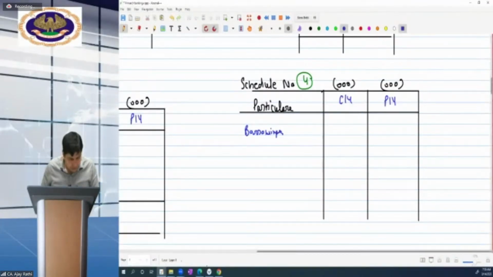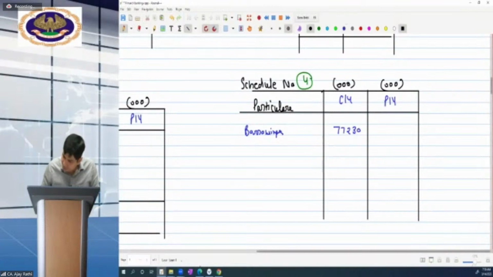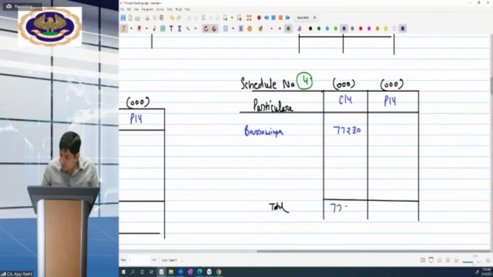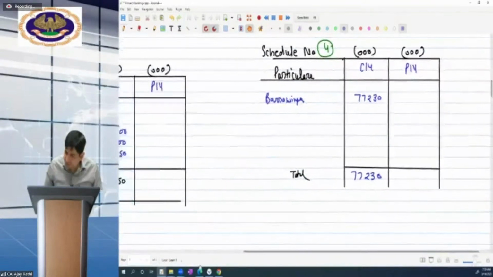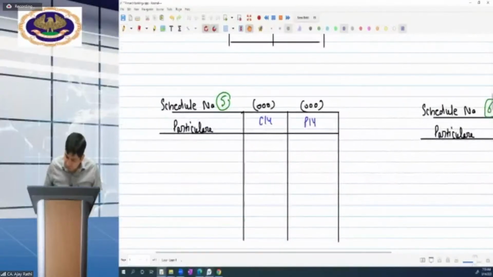How much amount is there? 77,230. But there is nothing more to mention here. So you can directly do the total. 77,230. Beta, I will show, don't worry. Coming to the second effect, beta, Danesh. Now, schedule number 5.